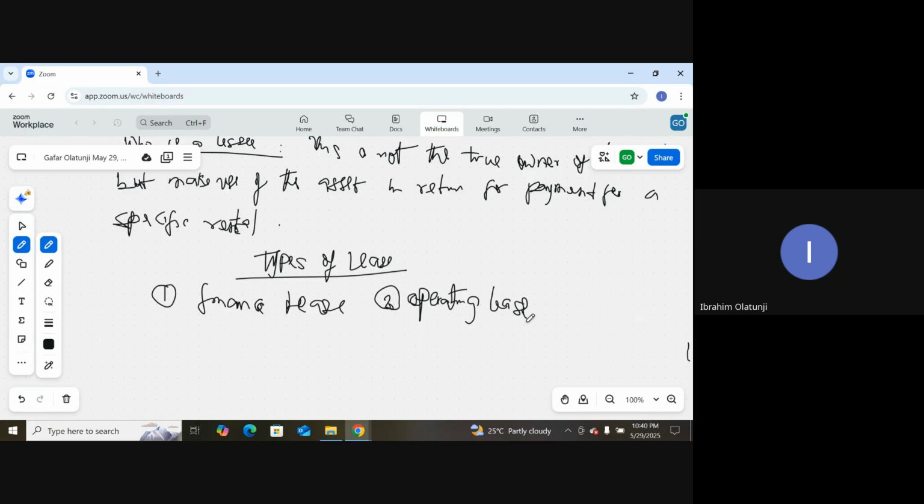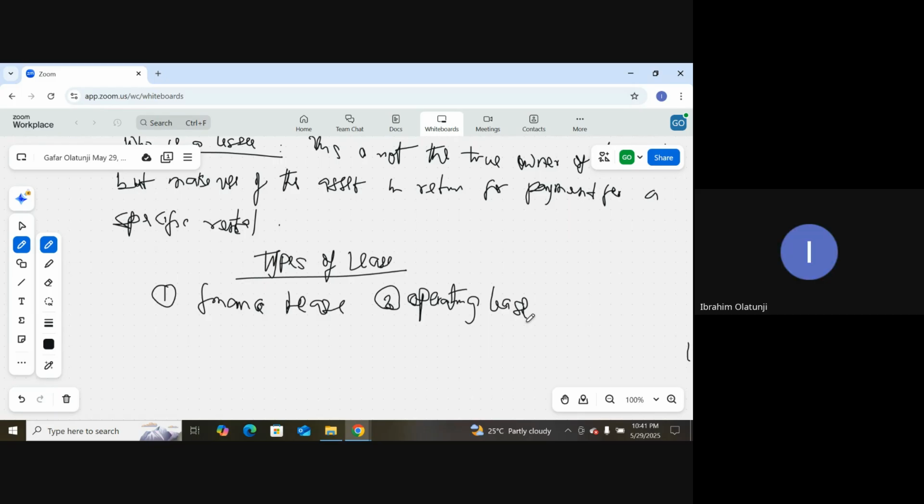And let's look at operating lease. We just look at the characteristics of the operating lease. Since we've understood what finance lease is all about, the main characteristic of operating lease is that the lease period, when they say operating lease, that means it is not going to last for the expected working life.